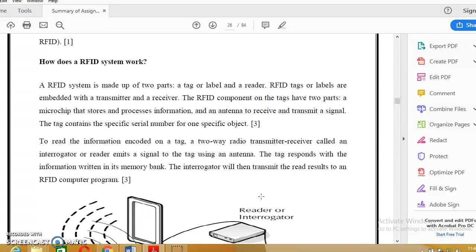RFID tags or labels are embedded with a transmitter and receiver. The RFID components on the tag have two parts, a microchip that stores and processes information and an antenna to receive and transmit a signal. The tag contains a specific serial number for one specific object. To read the information encoded on a tag, a two-way radio transmitter-receiver, the interrogator or reader, emits a signal to the tag using an antenna. The tag responds with the information written in its memory bank.